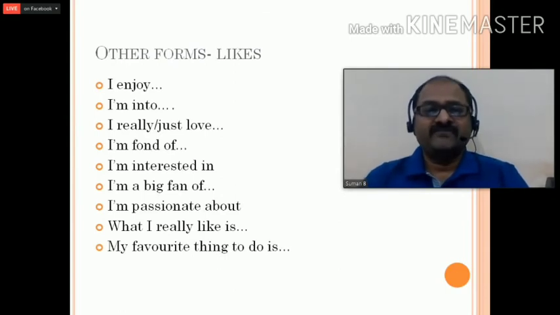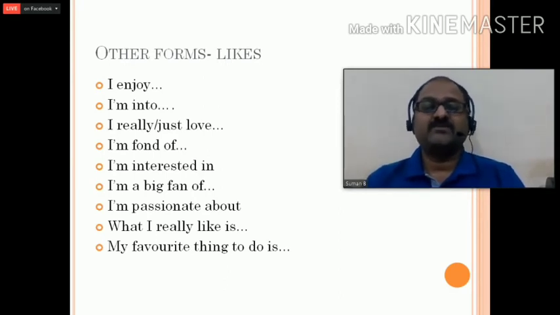So far, we have focused on sentence making. How can we make different types of sentences? That is, positive statements expressing likes, negative statements expressing likes, and various questions about likes and dislikes.